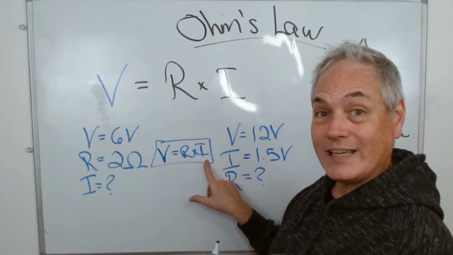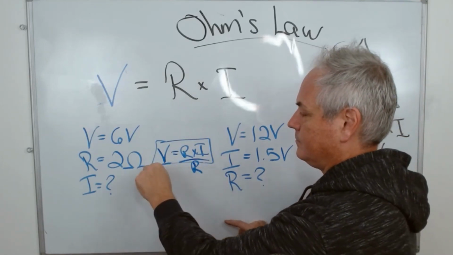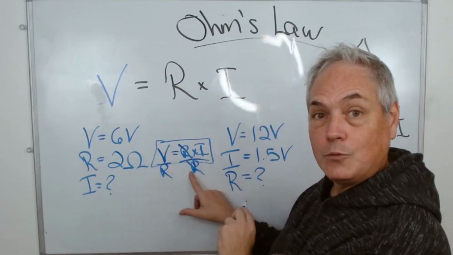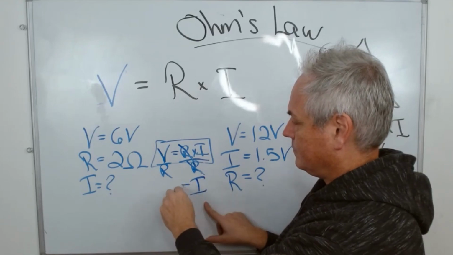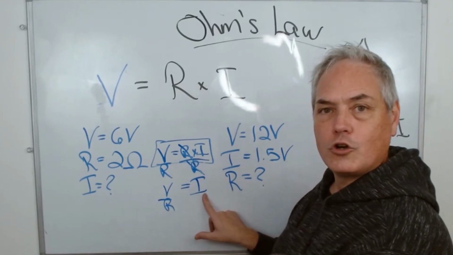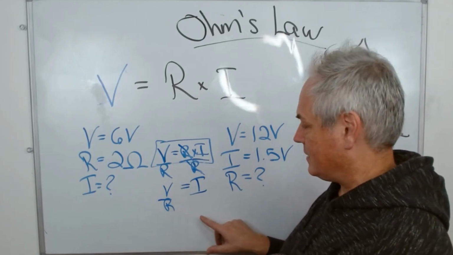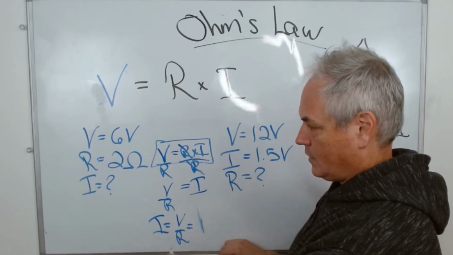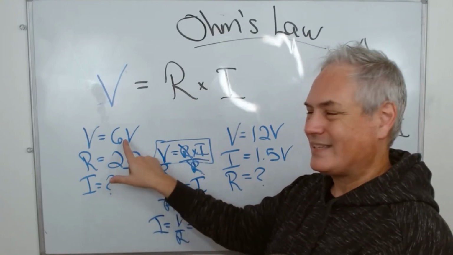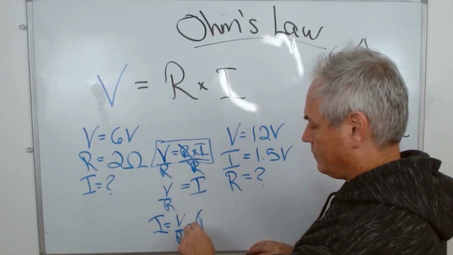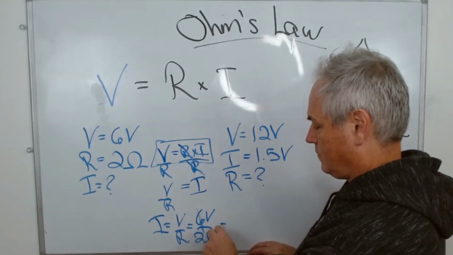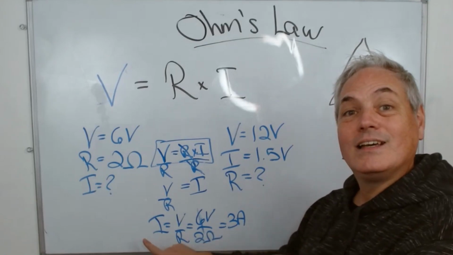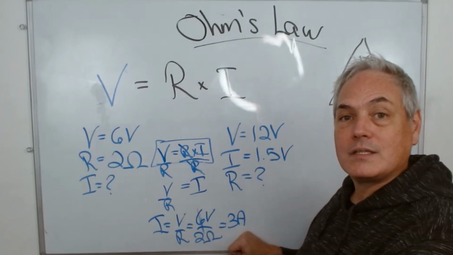So if I want to isolate I, I will divide both sides by R. I will cancel out the R. The current is the voltage over the resistance. So here we know that the voltage is 6 and the resistance is 2. With the calculations, we have that the intensity of current is 3 amps.